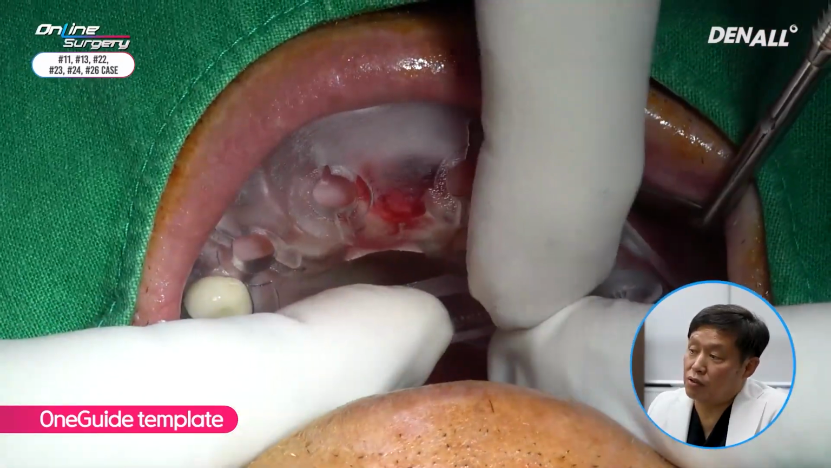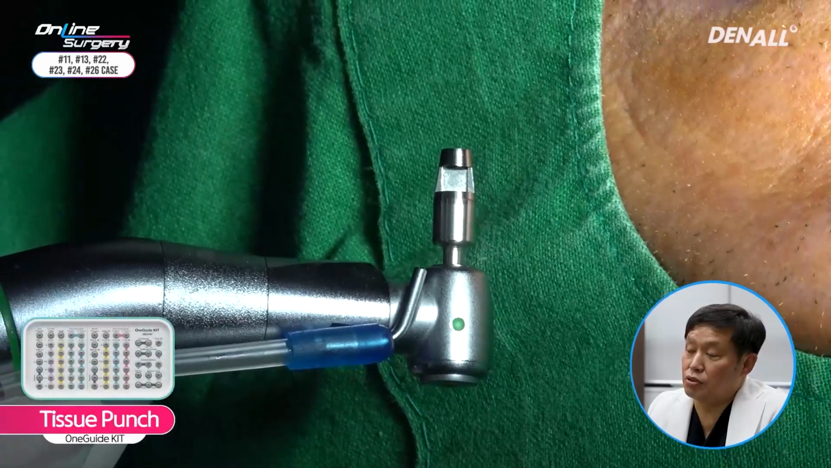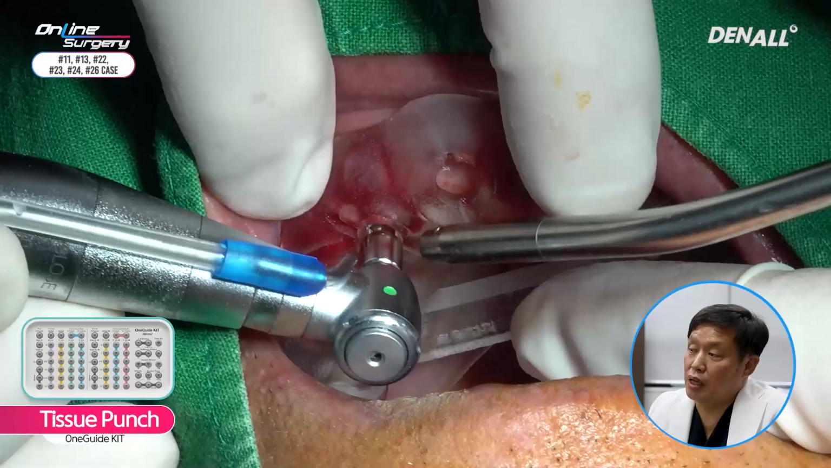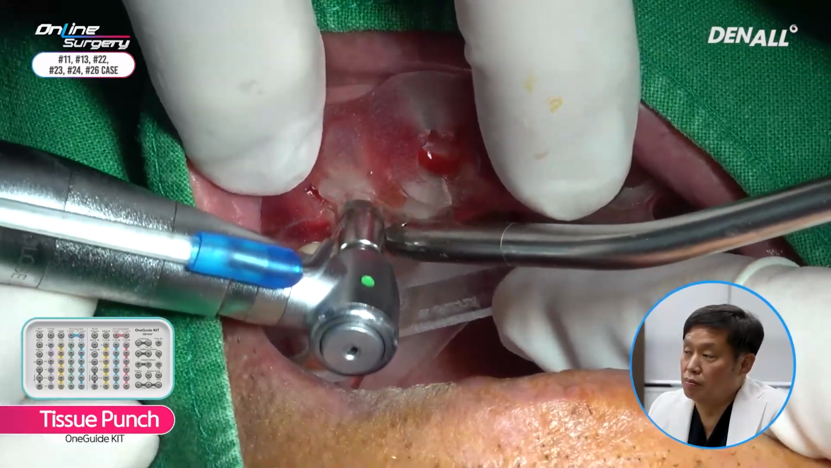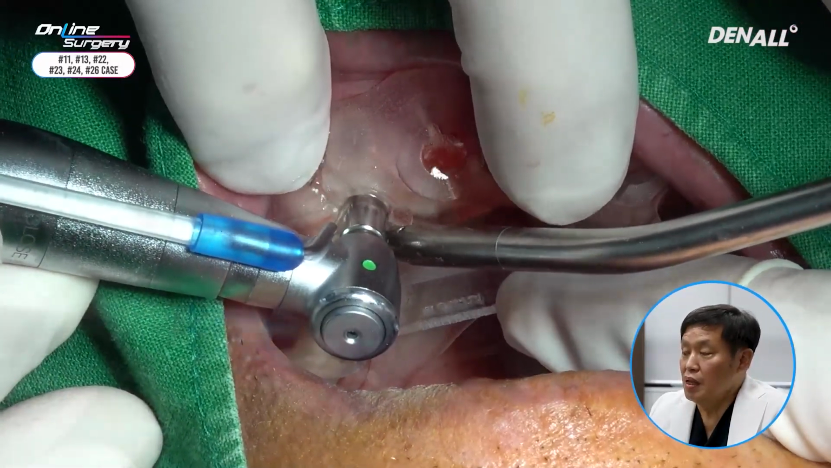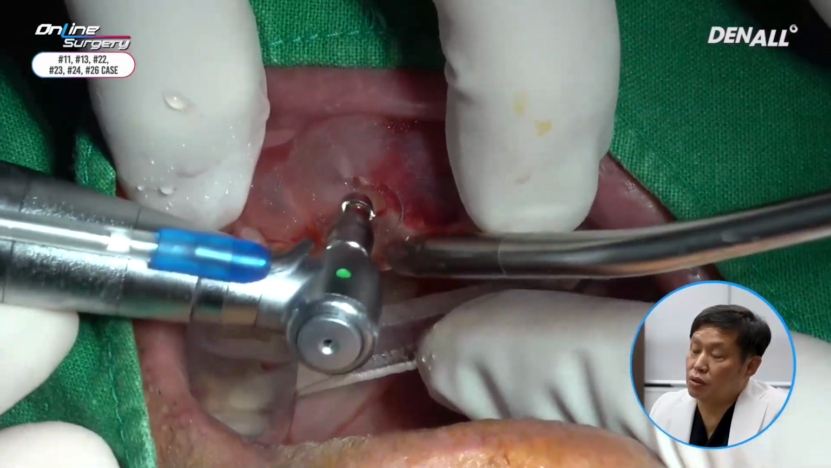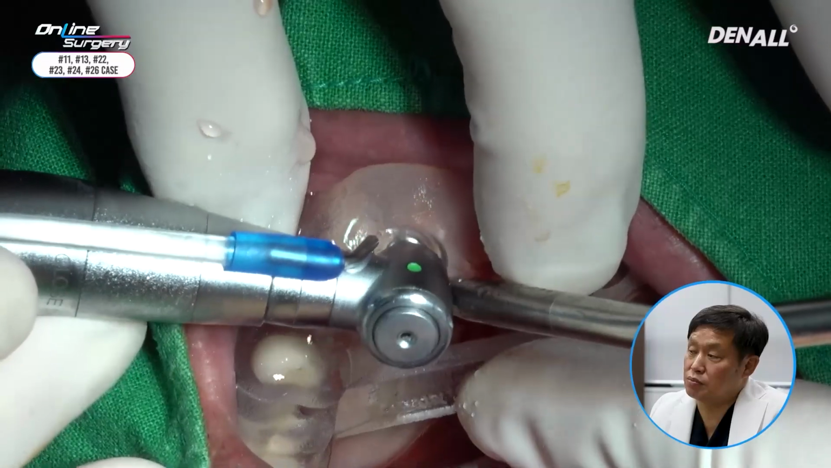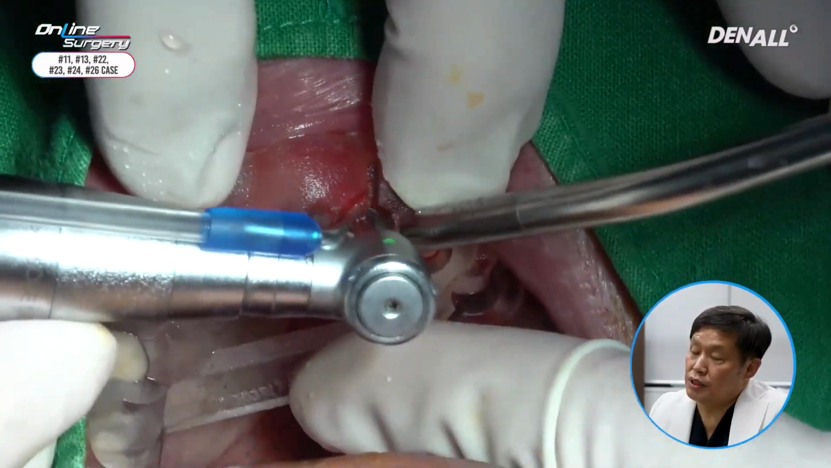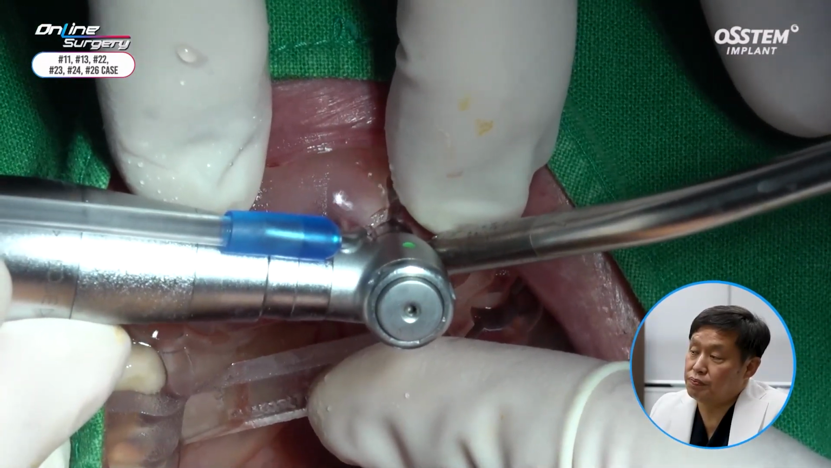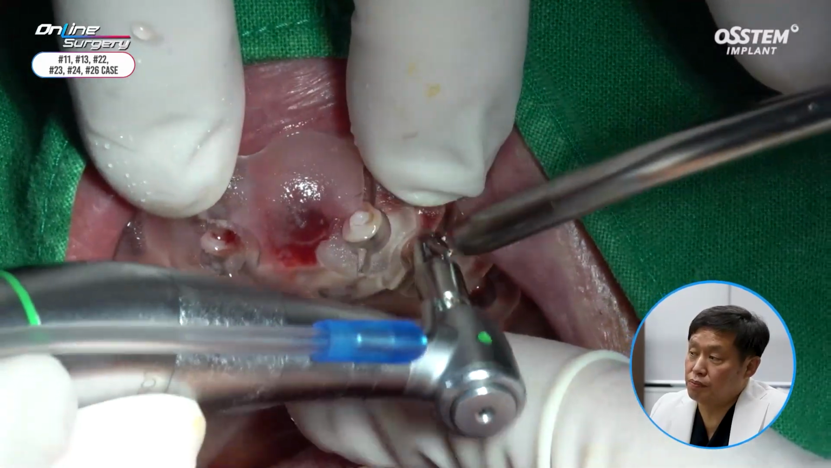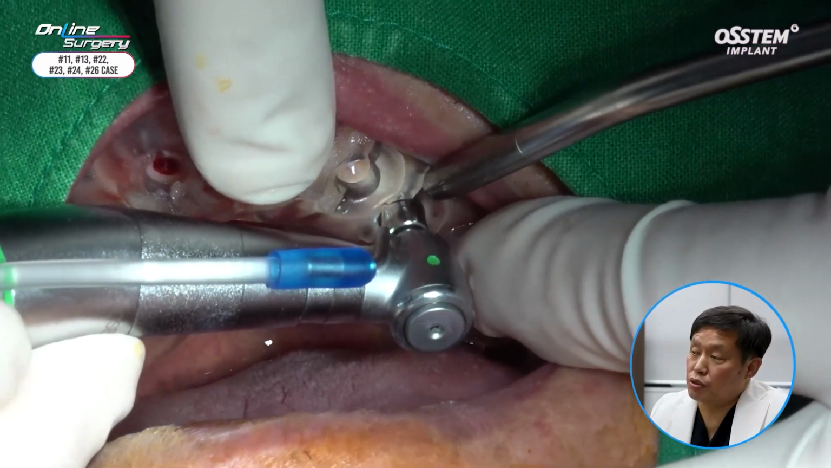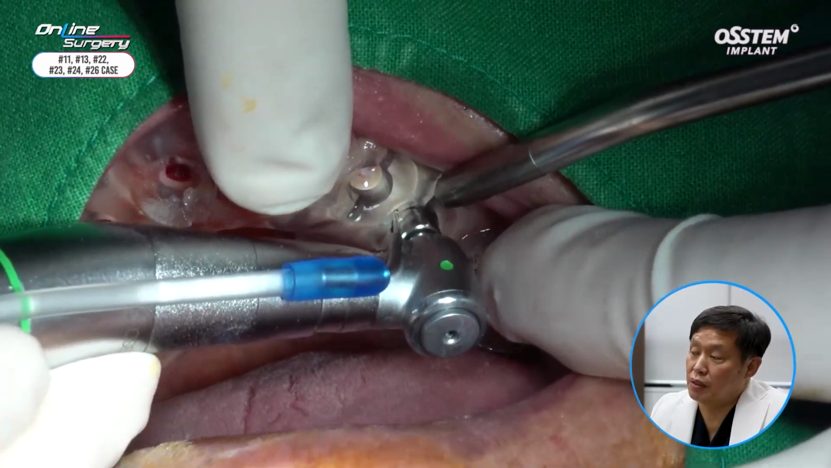It was nicely adapted. A tissue punch was used to remove overriding mucosa. Overriding mucosa was removed in number 13 first, and in the same way, in number 11, a tissue punch was used. Next is number 22, number 23, number 24. Overriding mucosa was removed using a tissue punch.